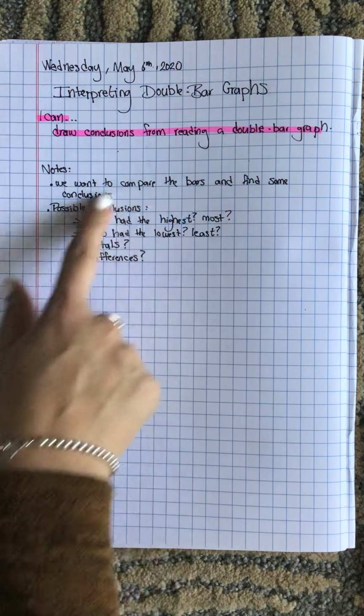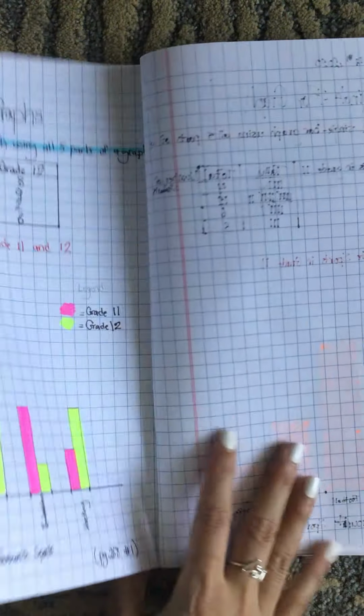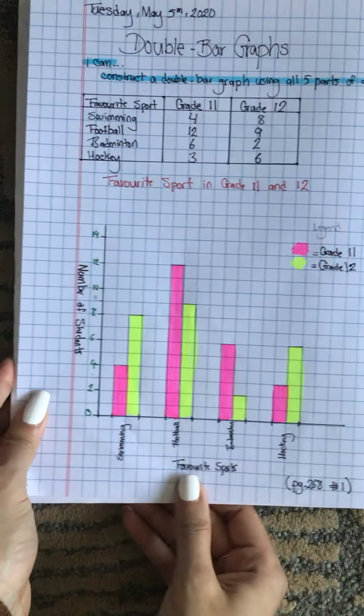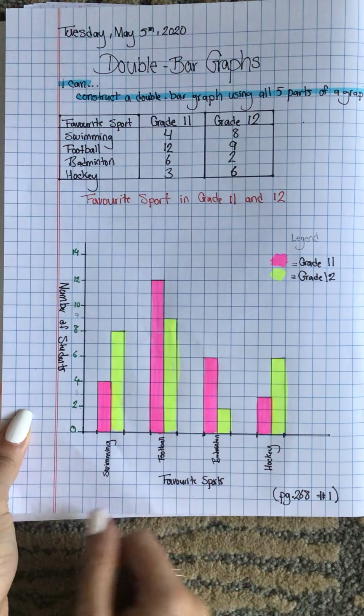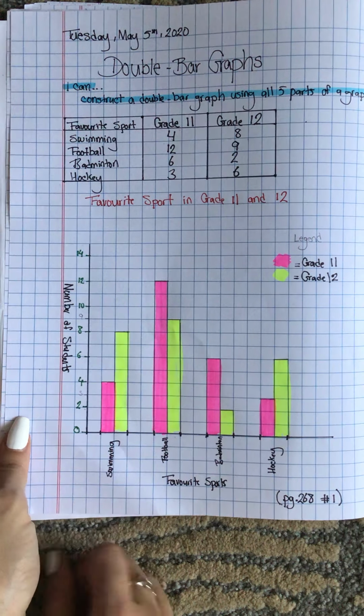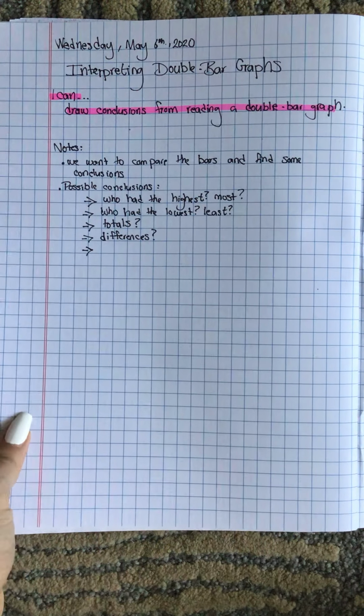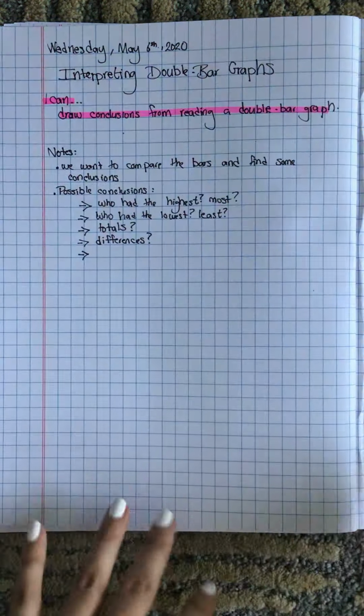These are just some examples to get you thinking, but we drew so many more conclusions, right? We looked at totals, we looked at differences, we can see which one has more or less, and the least favorite sport in grade 11 and the least favorite sport in grade 12, and that's all it is. That's what interpreting data means, okay? So we've done it for our example.